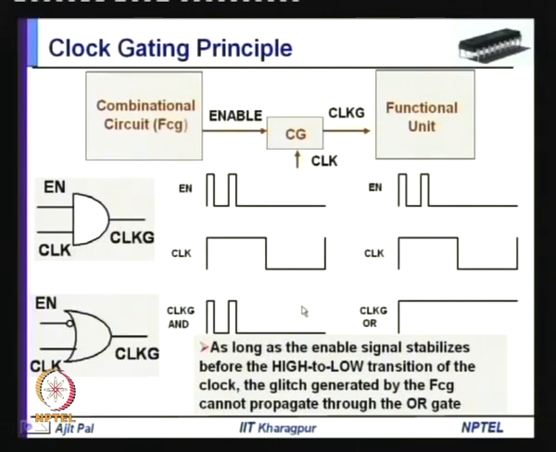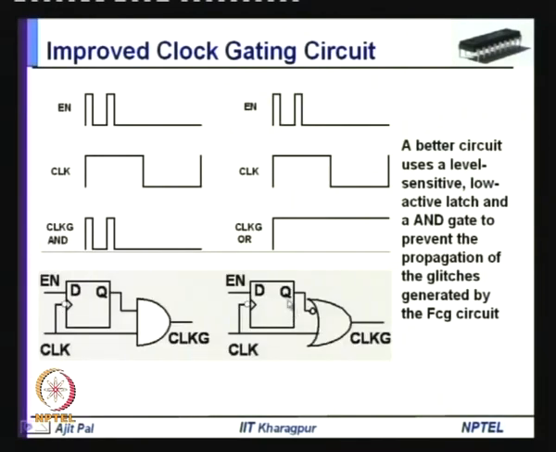However, a more robust use of this is with the help of an additional latch. A better circuit uses a level sensitive low active latch and an AND gate to prevent the propagation of the glitches generated by that FCG circuit. So, here you see in this particular case, instead of directly connecting the enable signal to this input, you are applying it through a latch. This is a level sensitive low active latch.